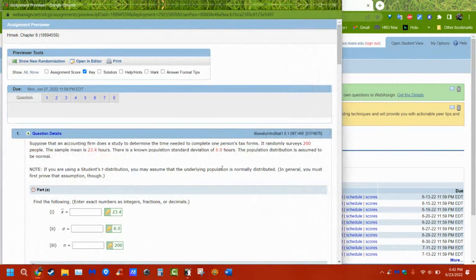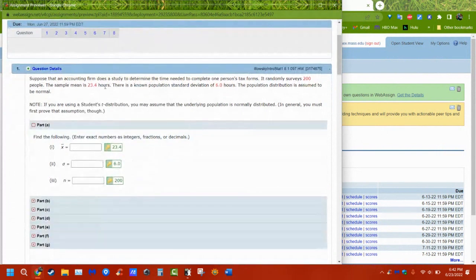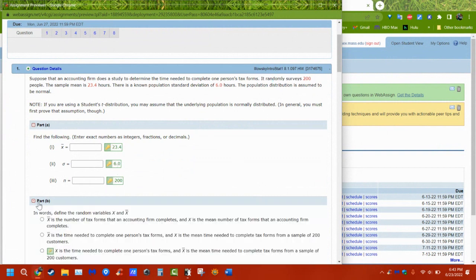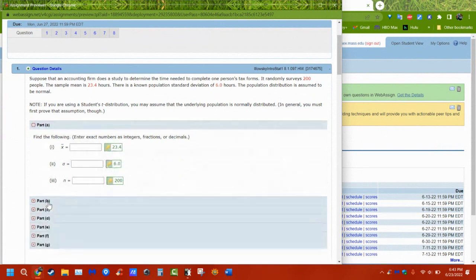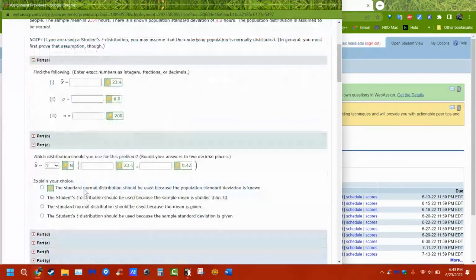Which question was it? Question one, okay. All right, so when we're doing this, we have to put in all the information. That's the first part. You're going to get your sample mean, your known standard deviation, and your survey size. Those are all the pieces that are asked for here. What does X and X bar mean? Remember, X is just a single thing. X bar is the average of all of the single variables that were totaled.